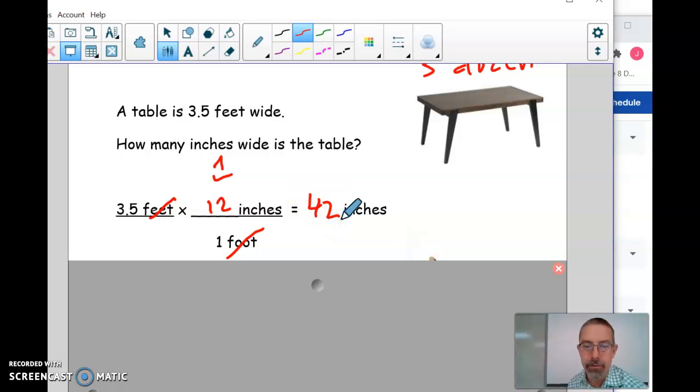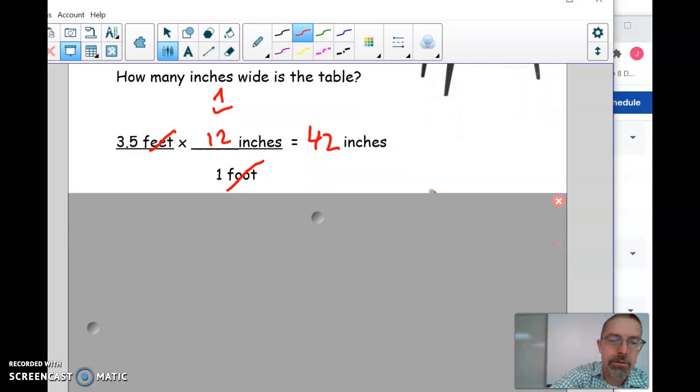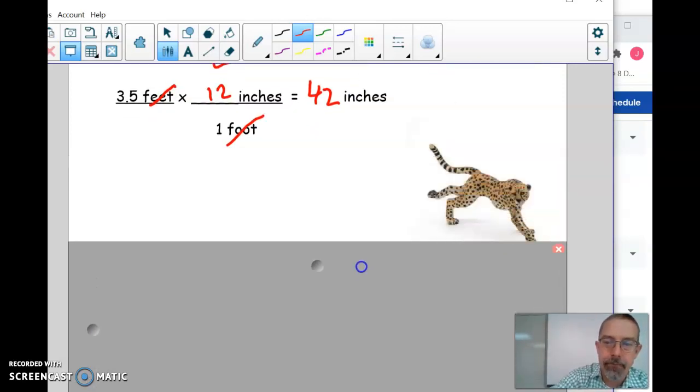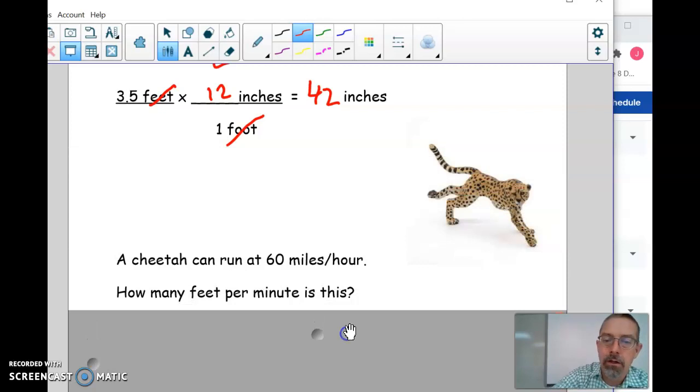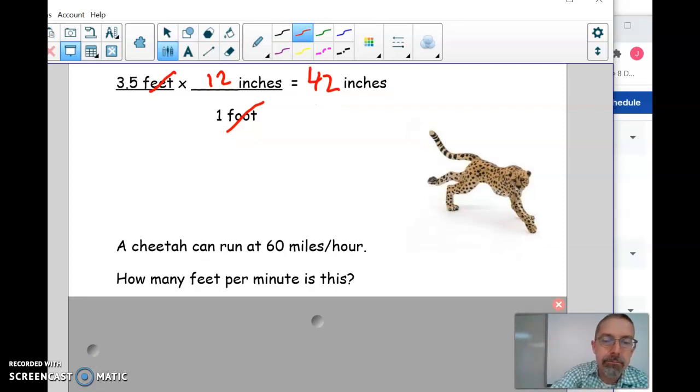There's your answer. 3.5 feet is the same as 42 inches, and I'm using dimensional analysis to do that. Now we're going to get a little bit more complicated. A cheetah can run at 60 miles per hour. How many feet per minute is this?